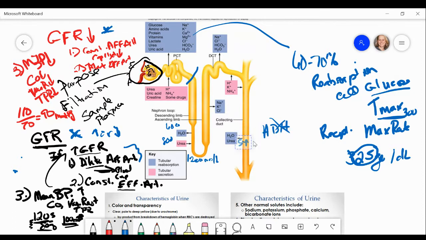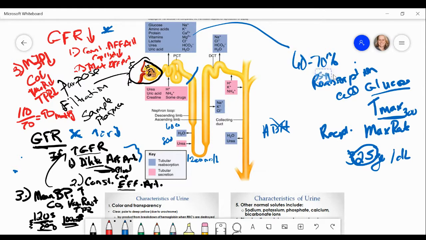If ADH never works, think about never having ADH able to pull water in on the collecting duct. You would have a high urine output. You would be more prone to dehydration, and thirst, because ADH is not working on the kidneys to retain the water. So you have a form of high urine output, diabetes, caused by the lack of the hormone ADH.